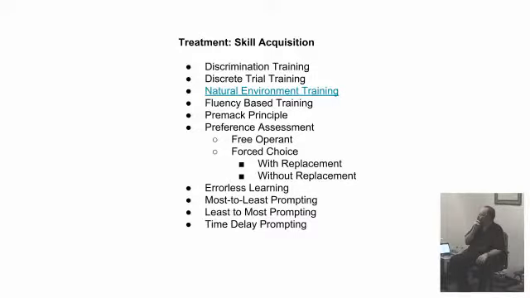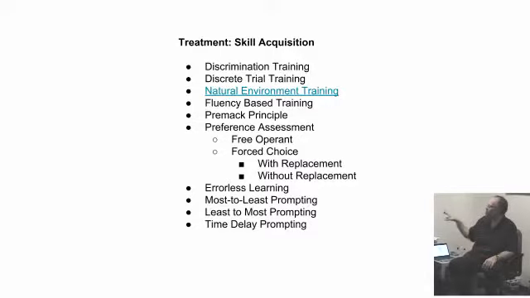Let me just do the things that I think are the hardest to understand and the least intuitive from just reading definitions of. Preference assessment. If you look at the online version of this, there are little video samples of free operant preference assessment and forced choice and so on. So just look at it online, look at the little videos, look at the definitions.